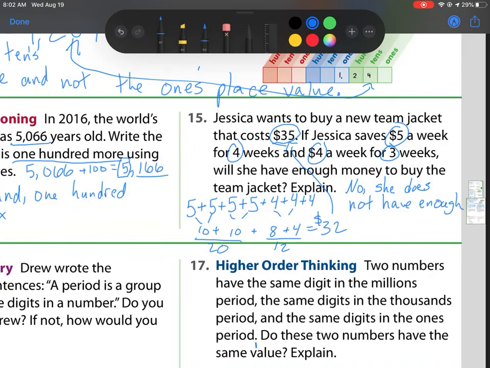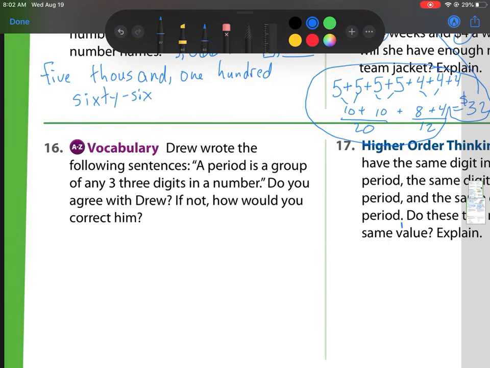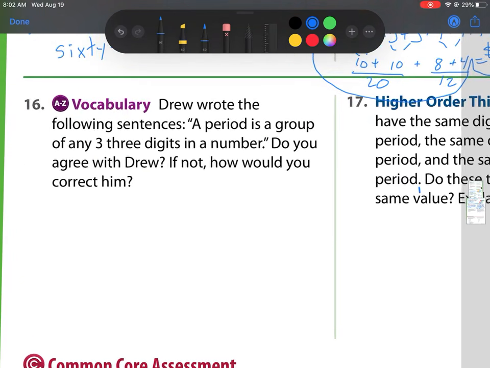Okay. And our explanation is our math right here. We're going to work on later on in the year how we would explain that using words, but for today, our explanation is that portion with just the math.